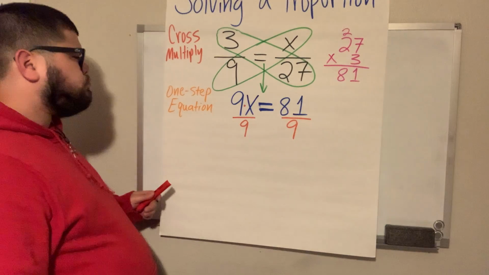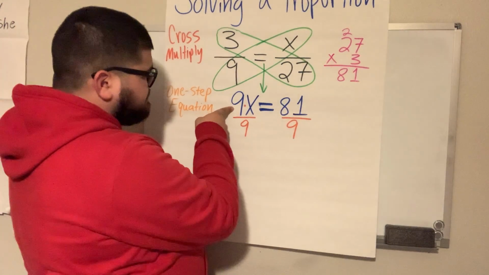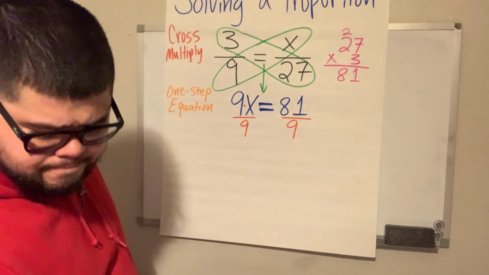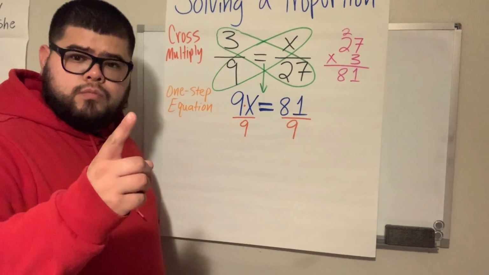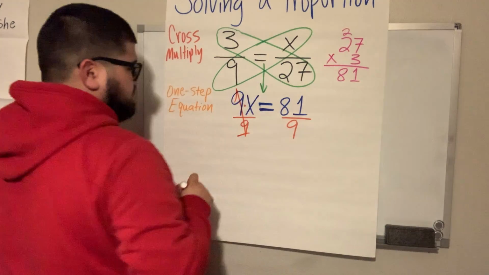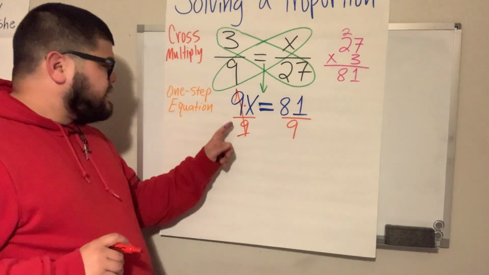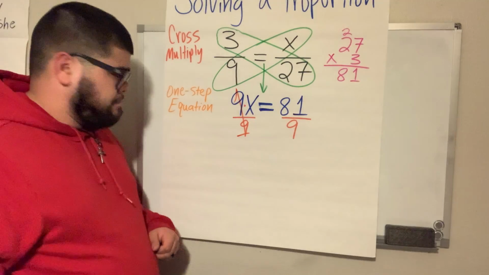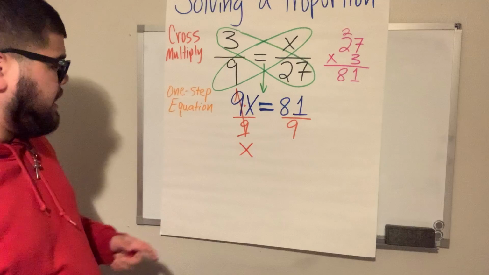Now, let's finish off the left side. We have 9 divided by 9. What is 9 divided by 9? One, right? 9 divided by 9 is 1. You can even draw 1, right? And then we're going to say 1 times x, right? 1 times x is equal to what? x, right? 1 times x is equal to x.